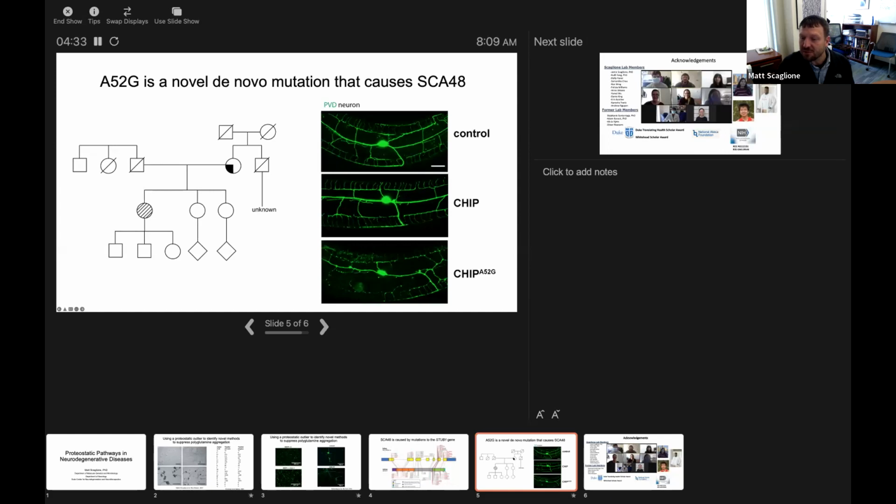If we overexpress CHIP, which is the protein that's encoded by the STUB1 gene, you can see it looks very similar to the wild type protein. So nice segmentation, healthy looking cell body.